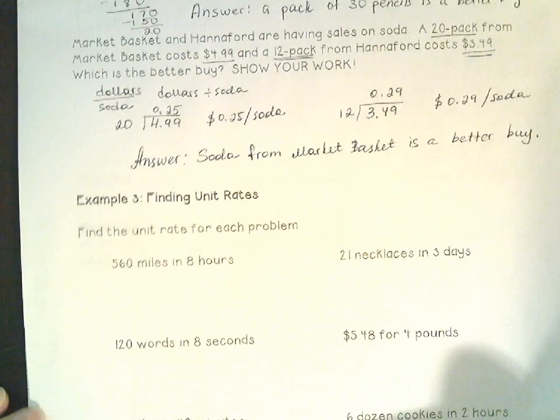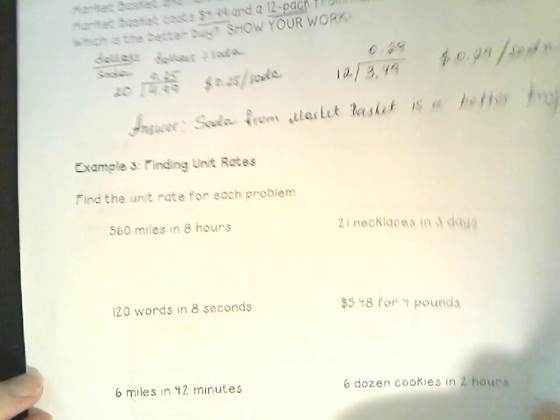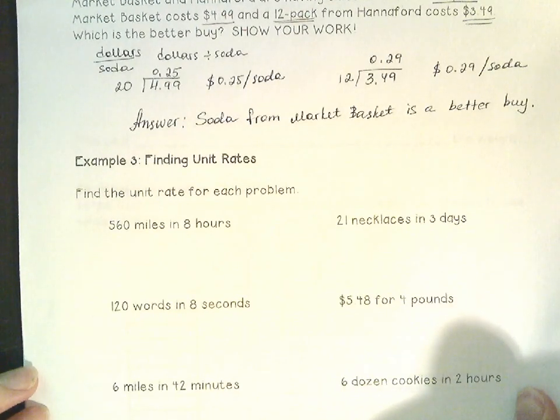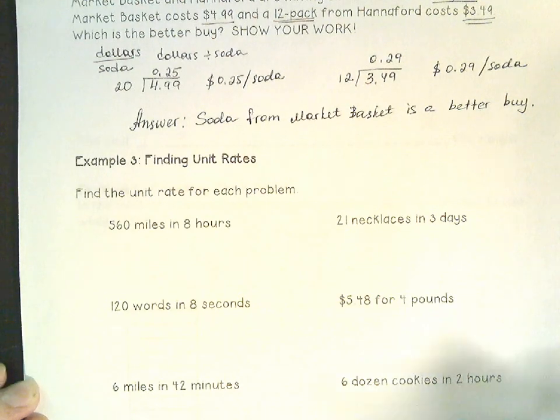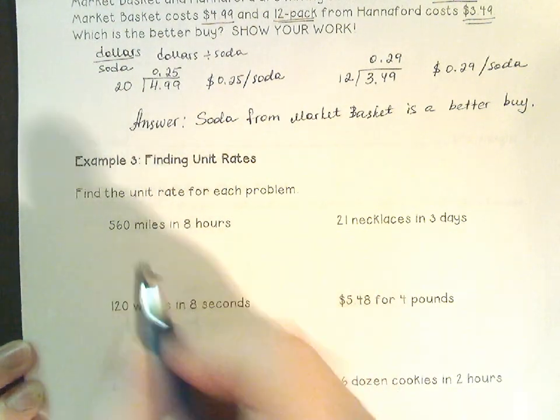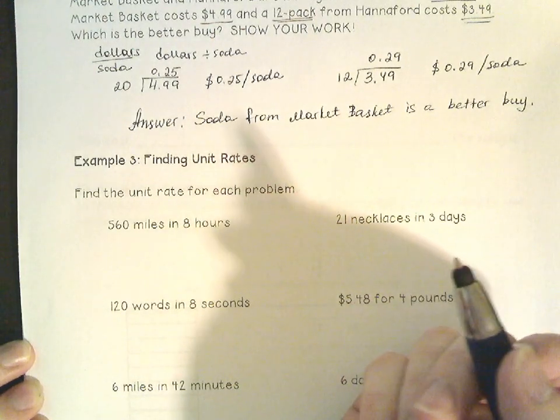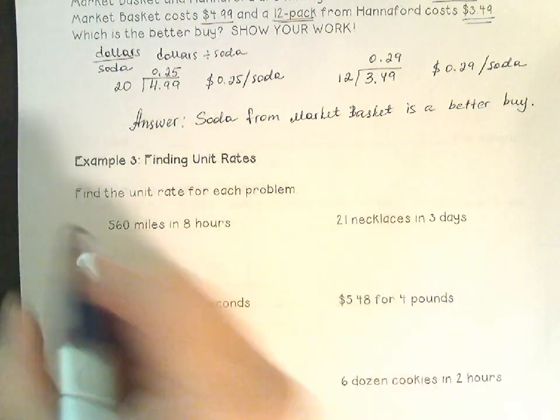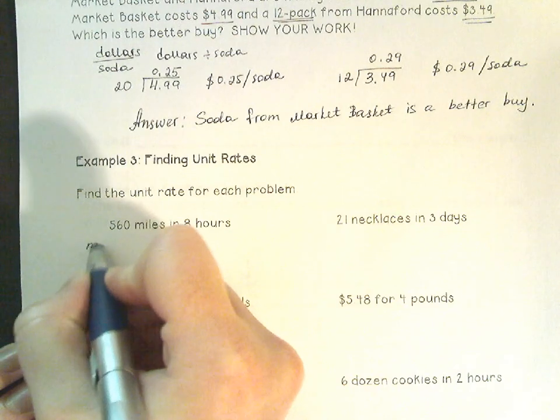All right. Let's just take a look at all these different rates and finding unit rates here. Find the unit rate for each problem. So we have 560 miles in 8 hours. What are we looking for? What I want you to do all the time when you're looking for a unit rate is write what you are looking for. You can write miles per hour or you can find hours per mile. Whatever works easiest for you, that's what you do. I would put miles per hour.